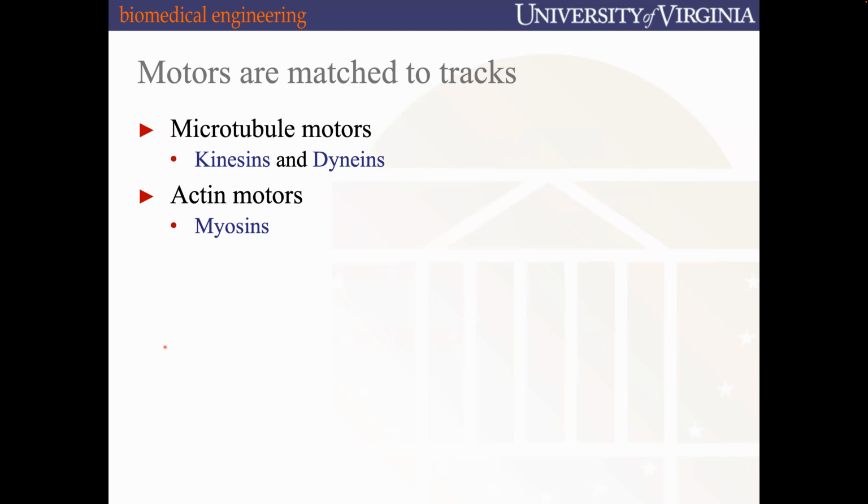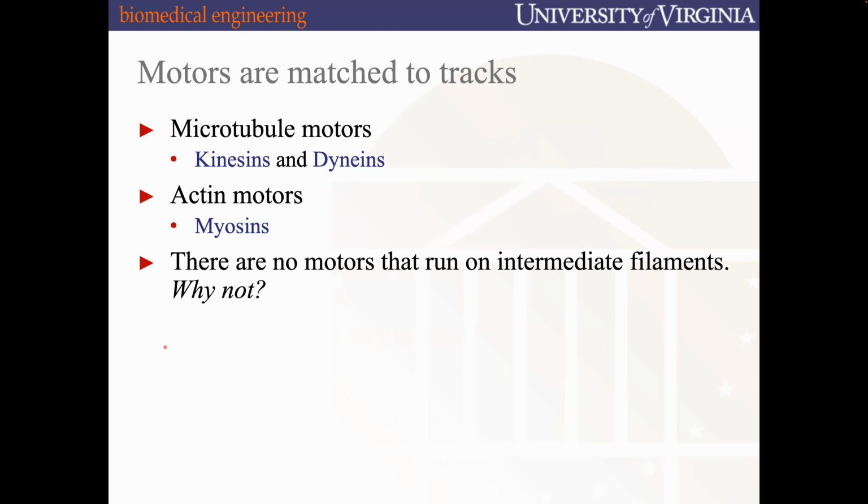Okay, so these different types of molecular motors are going to associate with different cytoskeleton tracks. And like I mentioned, we're going to be diving in a little bit more into the microtubule-based motors today, so the kinesins and the dyneins. Next lecture, we'll talk about actin-myosin interactions. But there's generally not motors that are running on intermediate filaments.